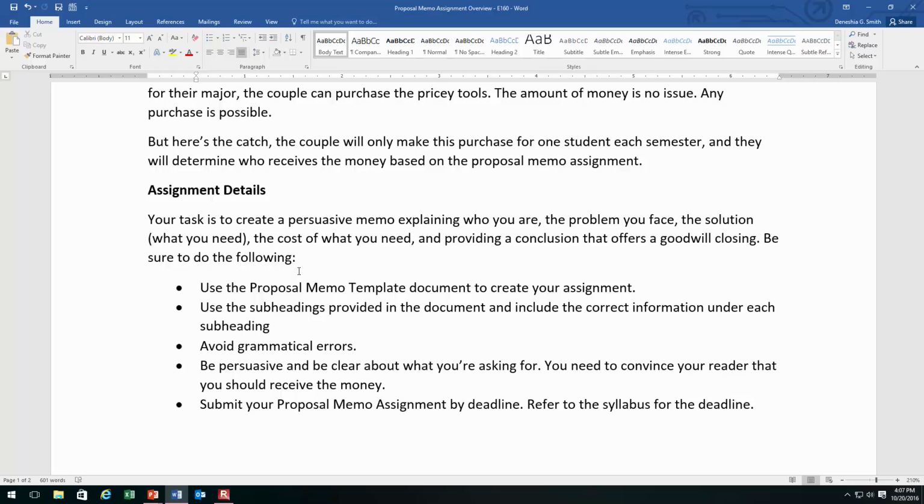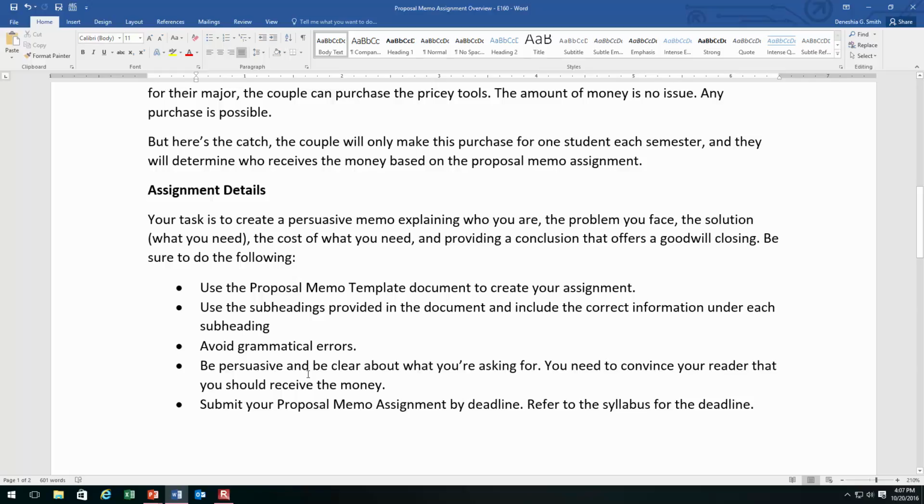Use the subheadings provided in the document and include the correct information under each subheading. Now, do not erase the subheading. It's already there for you. You just want to make sure that you type in the information that you need. Don't take out the subheadings. Your reader needs the subheadings, okay?